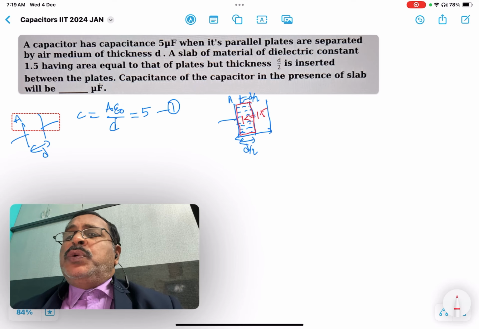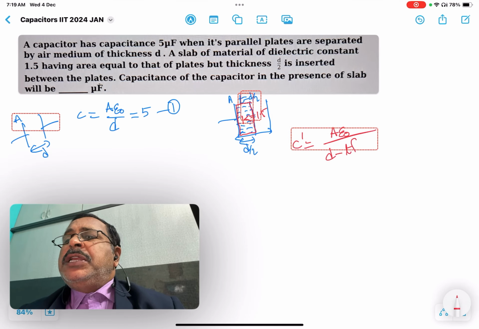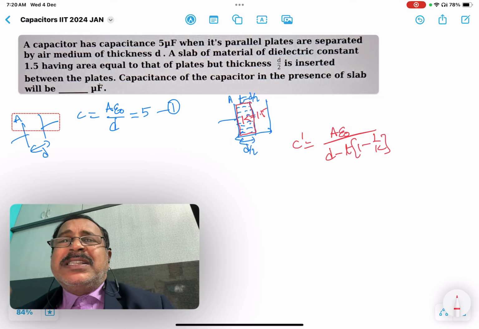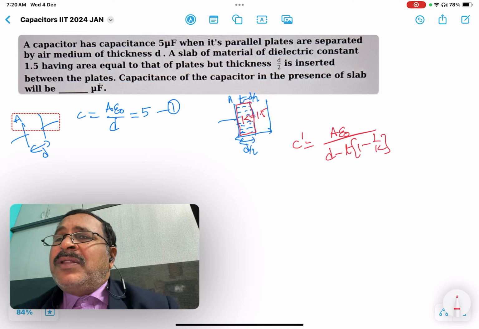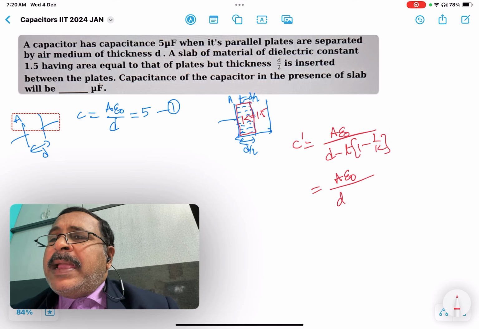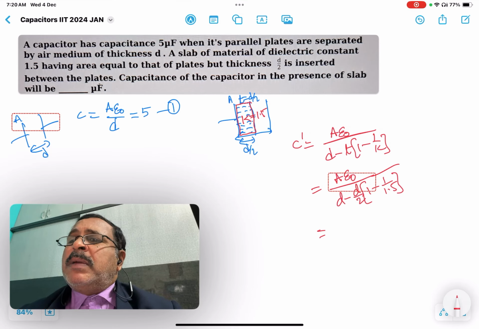Now, what happens to new capacity? They're asking. New capacity formula A epsilon naught divided by D minus T into 1 minus 1 by K. You know this formula. Again, on the same formula, they are asking the questions, first 3 questions. On the same concept, okay. So, A is as it is now, epsilon naught as it is by D minus thickness is given D by 2, K value given 1 by 1.5. So 1 minus 1 by 1.5.